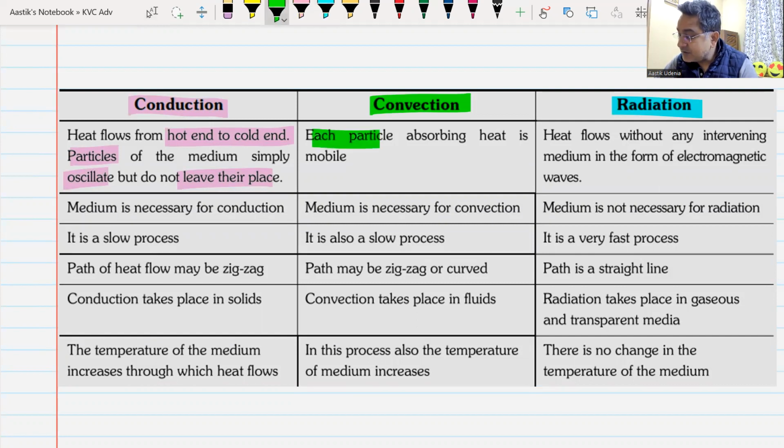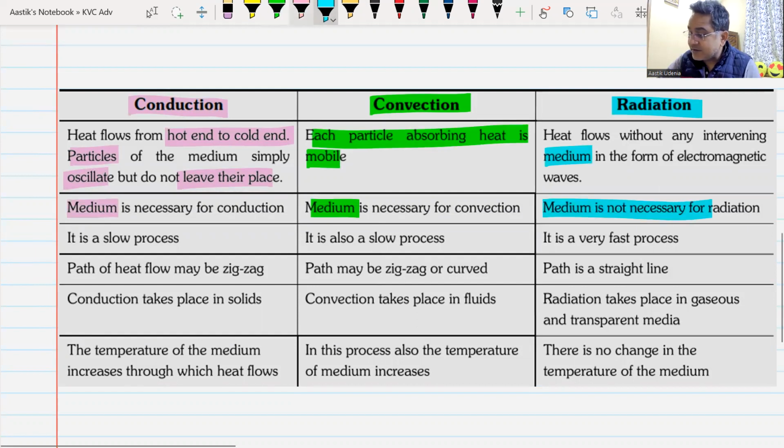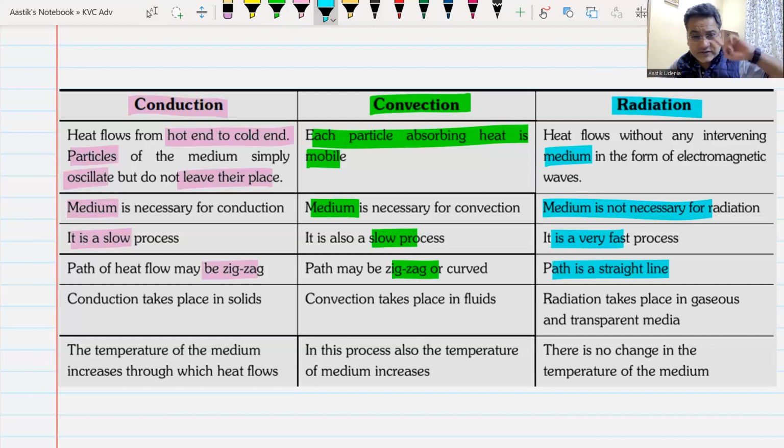Here, the particles move from one point to another. Radiation does not even require any medium. Energy is transferred in the form of electromagnetic radiations. Medium is essential for conduction, same for convection, but for radiation, medium is not required. Conduction is a slow process. Convection is also a slow process, but radiation is a very, very fast process. In conduction, the path is zigzag. In convection, also the same zigzag, but in radiation, it is a straight line because heat is traveling as electromagnetic radiation.